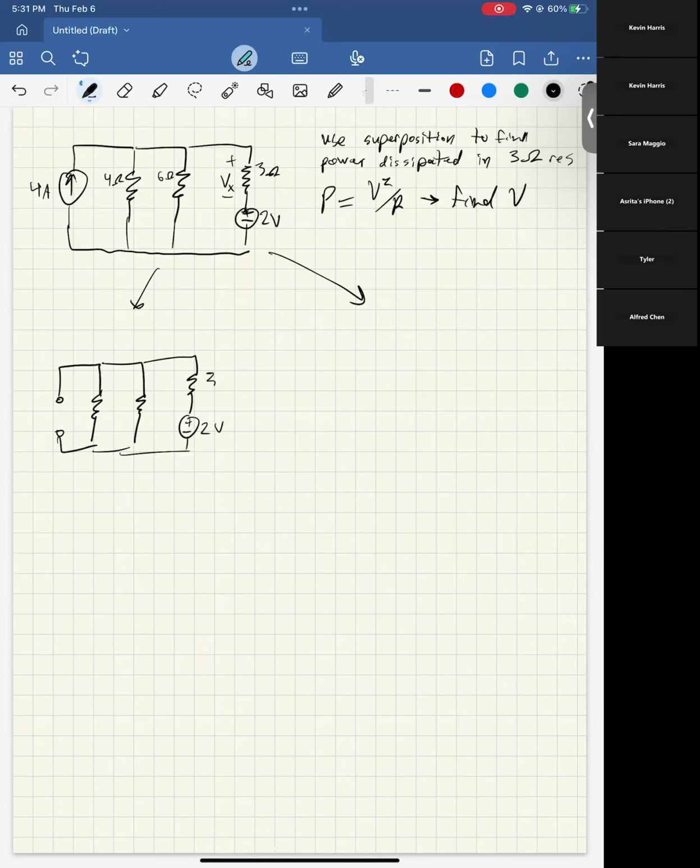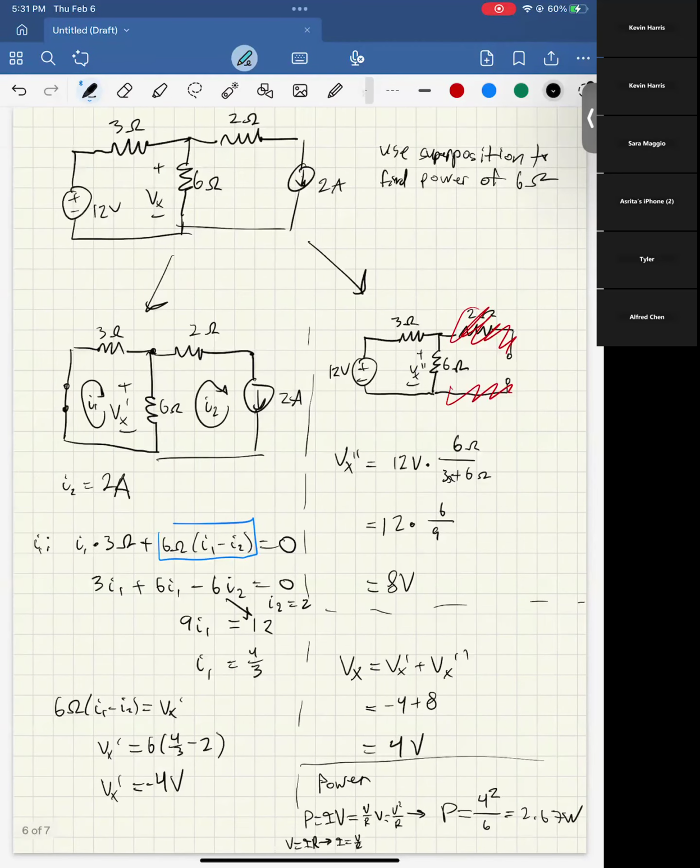2 volts, 3 ohms, plus minus 6 ohms, 4 ohms. Okay, one key thing here is that when you... Okay, real quick, I'll go over this. I did kind of breeze over this section here.